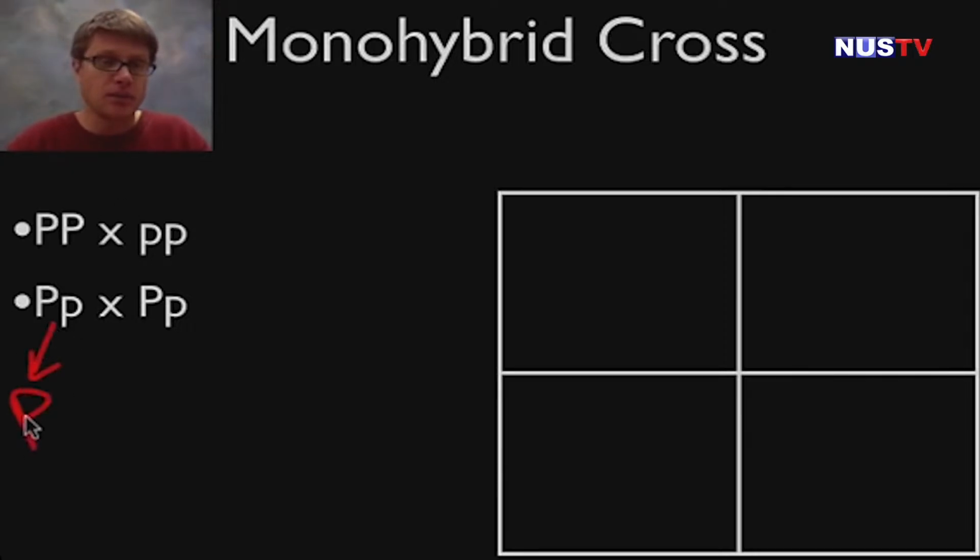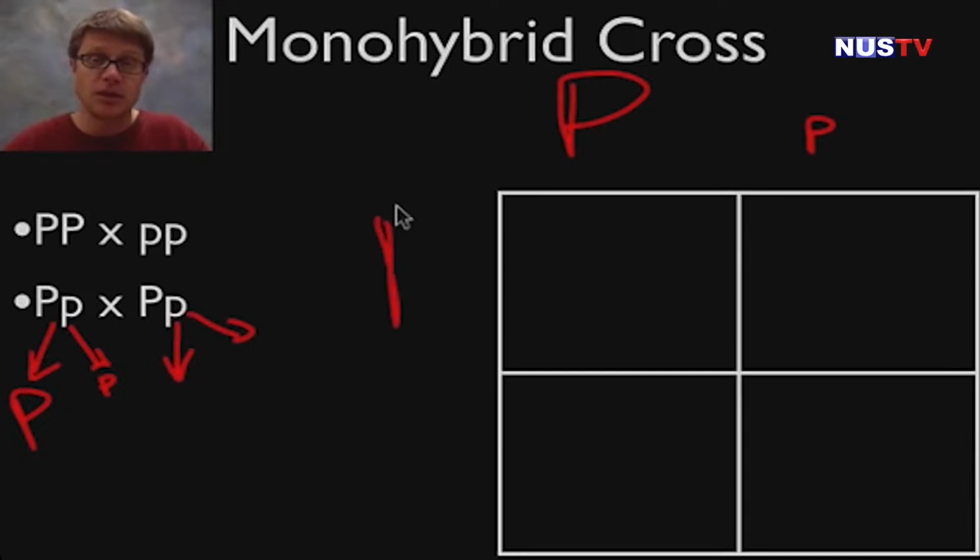This one could give a big P, but it also could give a little p. And so we have to show both of those possible gametes of meiosis. So this would be the big P, and this would be the little p over here. Half of the time it's going to give the big P, half of the time it's going to give the little p. If we look at the other parent, same thing. It's going to give the big P half of the time, and the little p half of the time as well. So we're going to put that here.